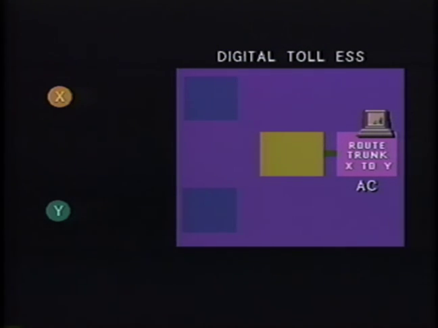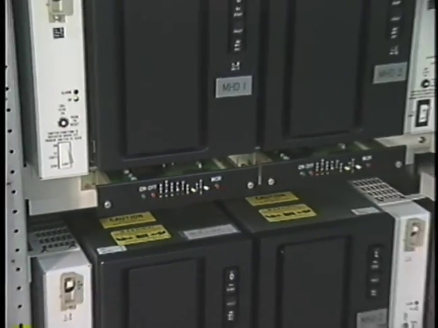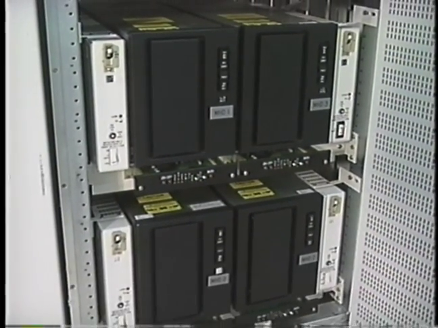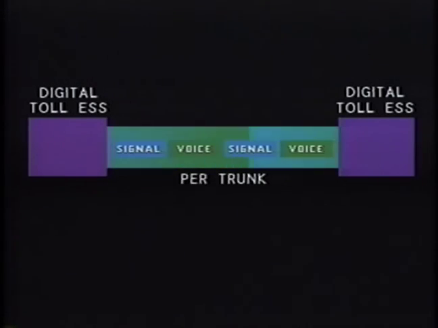Administrative functions of the digital toll electronic switch include selecting primary and alternate trunk routes between toll offices. The switch makes these routing decisions by using its stored program. The database of the digital toll switch records the toll call information necessary for customer billing. Inter-office trunk signaling between digital toll systems may be performed by in-band methods such as per-trunk signaling, which sends the voice and signaling information over the same trunk circuit.